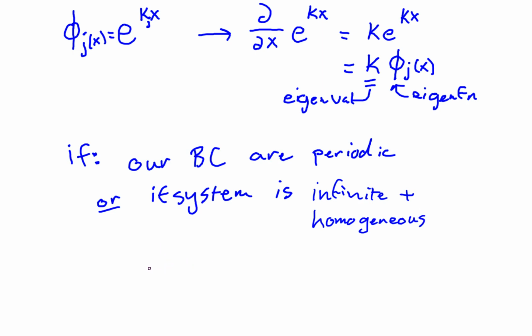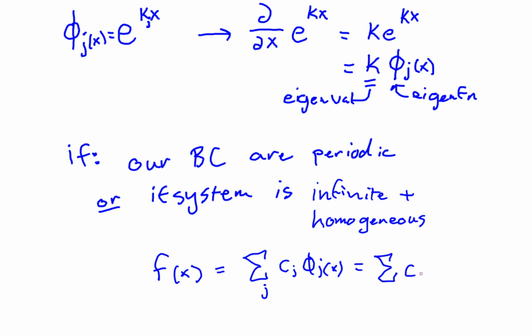then we can represent our solution, our function of x, by a particular set of exponential functions, which are the Fourier series. So we can have a sum over j of the c sub j's times our phi sub j's of x, where our phi sub j's are complex exponentials, e to the i k sub j x. And this will be a very good, and in fact exact in the infinite limit, representation of our system.